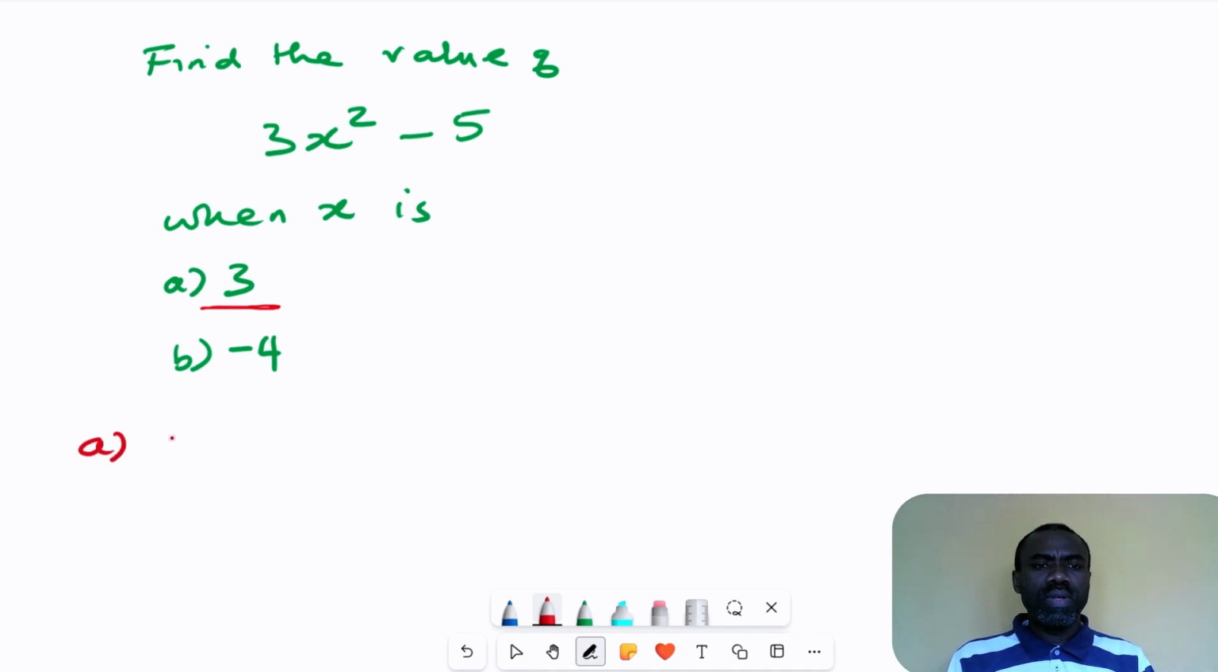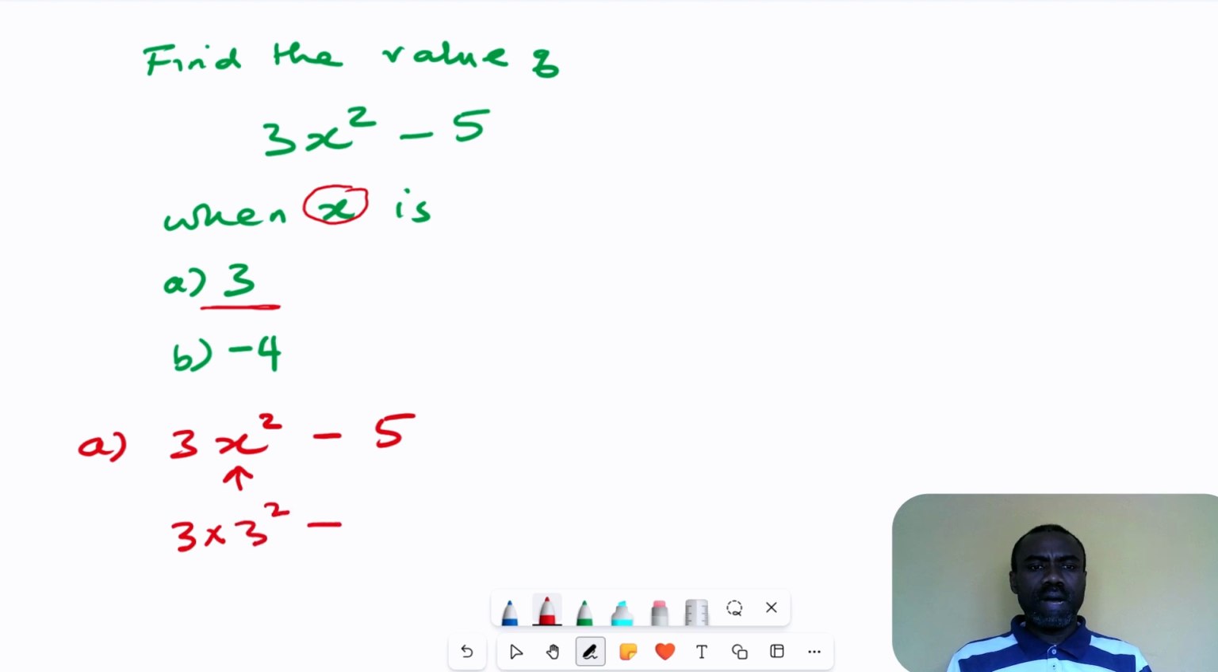A, 3s squared minus 5. So all what we need to do, we are told that we should find the value when s is 3. So we need to look out for this s, and in place of the s, we can substitute with 3. So it then becomes 3 times, remember, coefficient of s, so 3 times s squared. S is 3, so 3 squared minus 5.